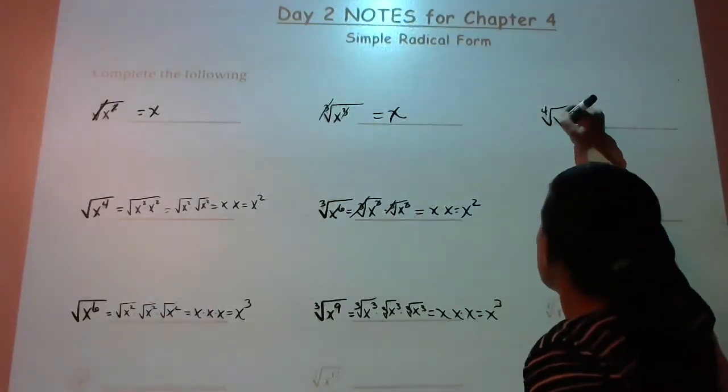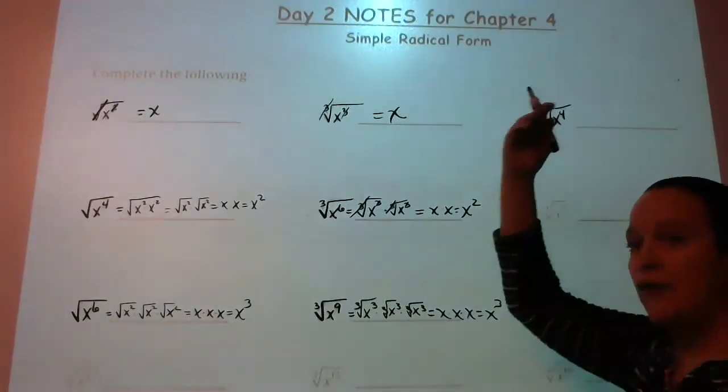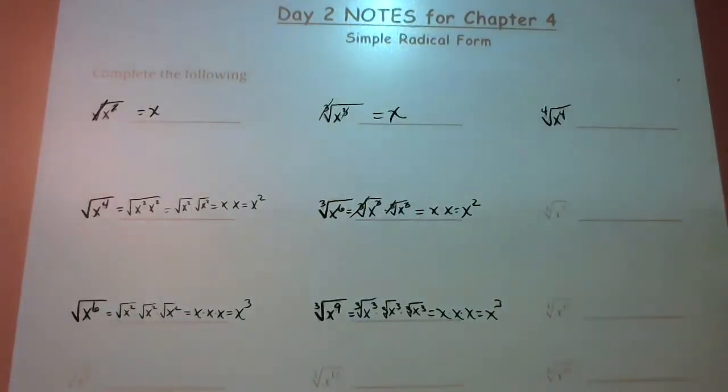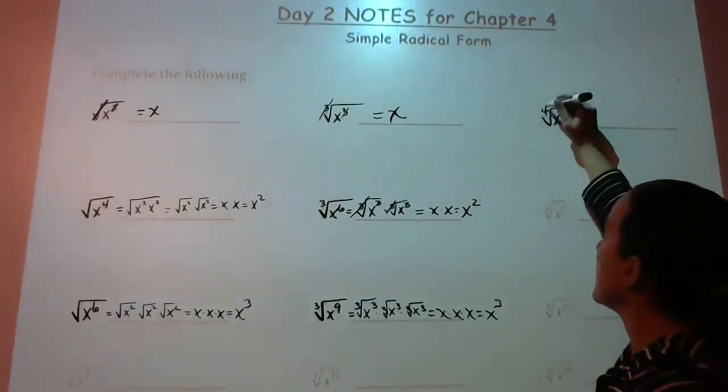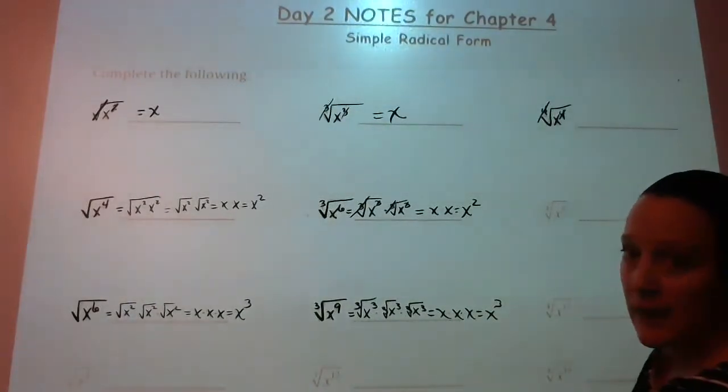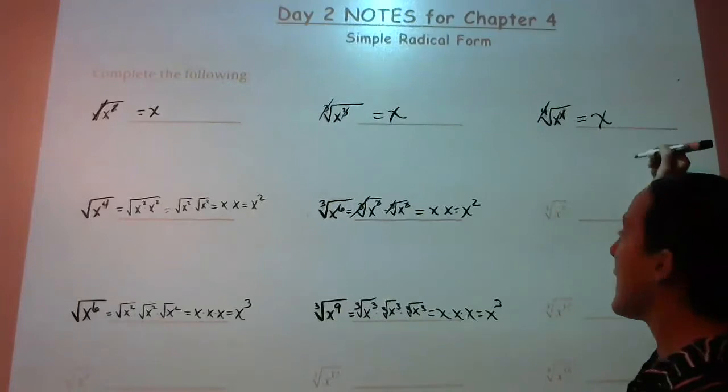So then we have the 4th root of x to the 4th. Well, the 4th root is saying if you raise something to the 4th power, and you want to undo the 4th power, you have to take the 4th root. So the root and the power cancel each other out, and you're left with x.